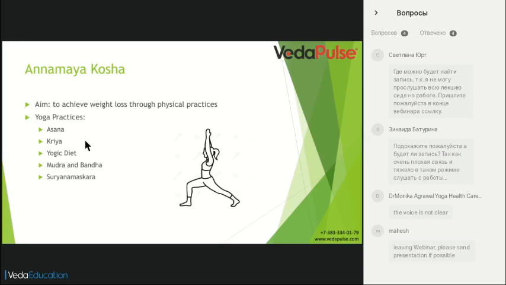Мы также используем Vamanadhauti. Yes, Vamanadhauti. And Laghu Shankha Prakshalana. Ваманадхаути мы используем для прочищения желудочно-кишечного тракта и также применяем Шанка Пракшалана.